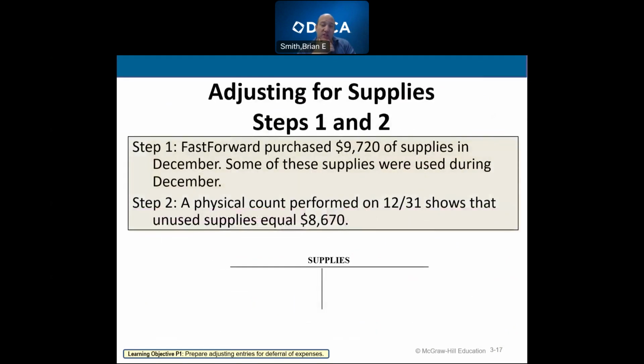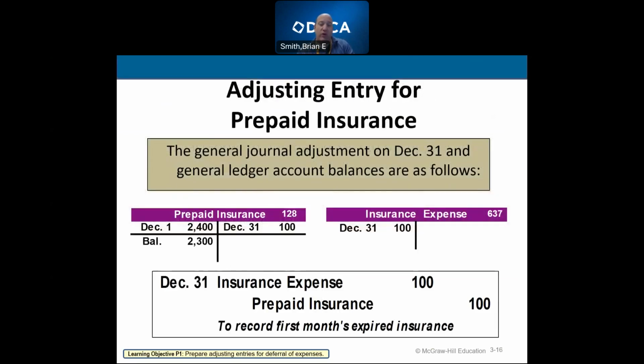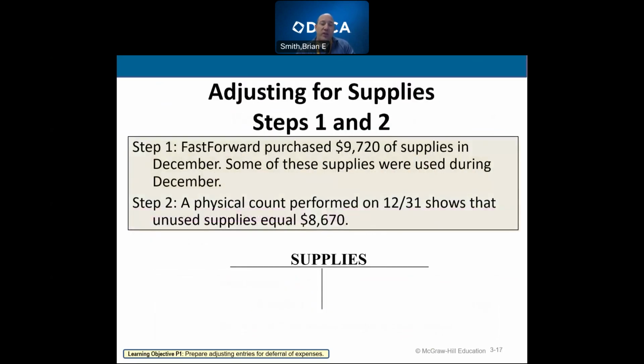All right, now let's look at supplies. So we had to do some calculations on this one, right? We had to take 2,400 divided by 24. In many cases, the book is going to have us do, we're going to be told $100 of insurance expense has expired. That's the same thing as we used it, okay? Expired, used, same concept. Now in this situation, we're told we had $9,720 of supplies in December. Now, it could be that it says you have a beginning balance of something and you made purchases in the accounting period that total something, and adding those together is what's available.